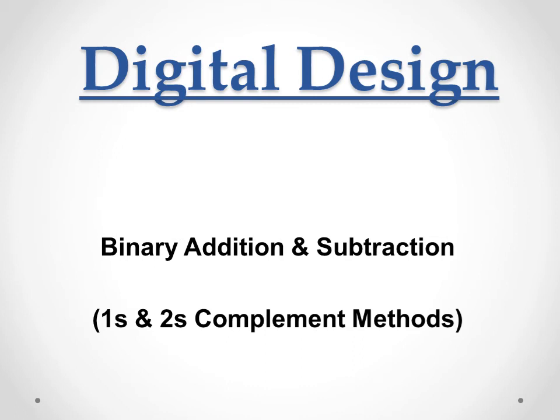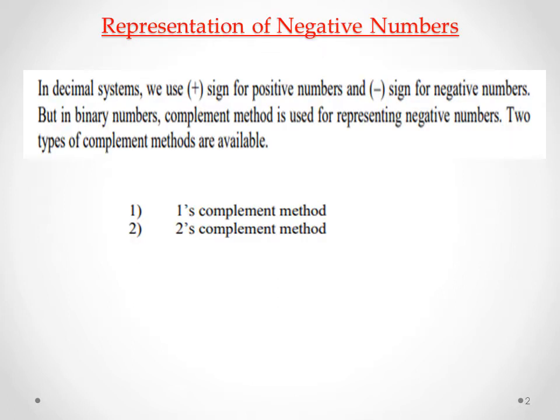Hi, in this video I am going to discuss binary addition and subtraction by ones and twos complement methods. Representation of negative numbers. In decimal system we use plus sign for positive numbers and minus sign for negative numbers. But in binary numbers complement method is used for representing negative numbers. Generally two types of complement methods are available. First one is ones complement method and second one is twos complement method.